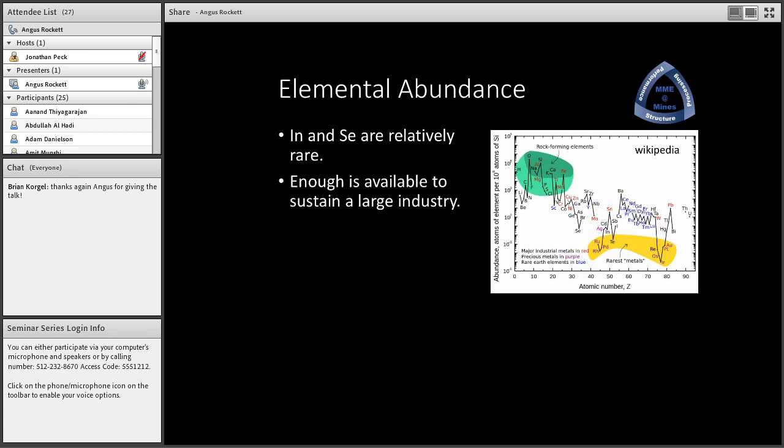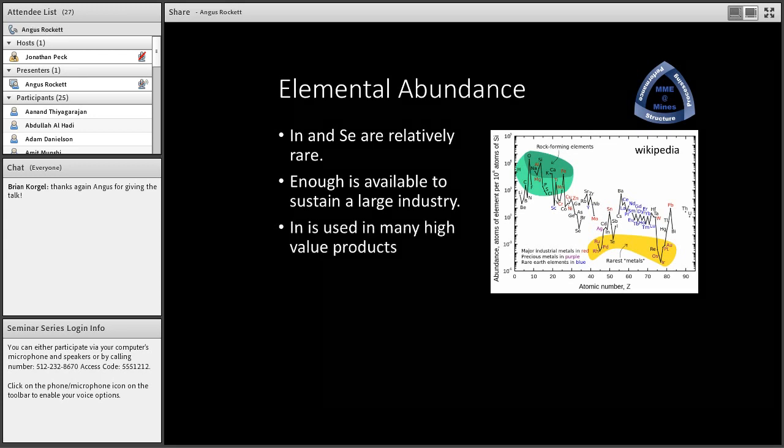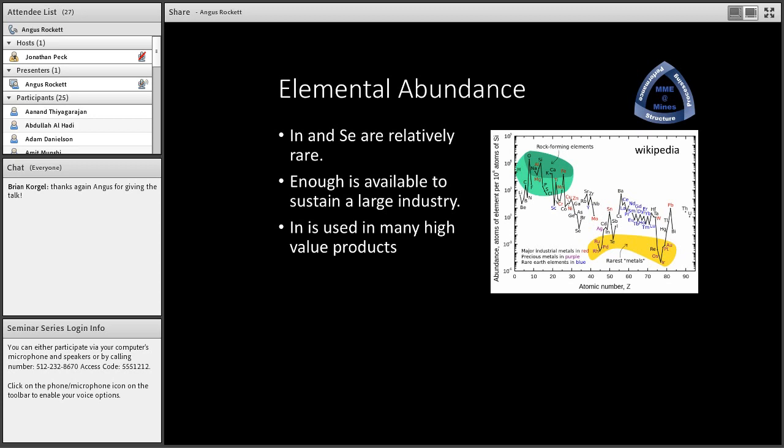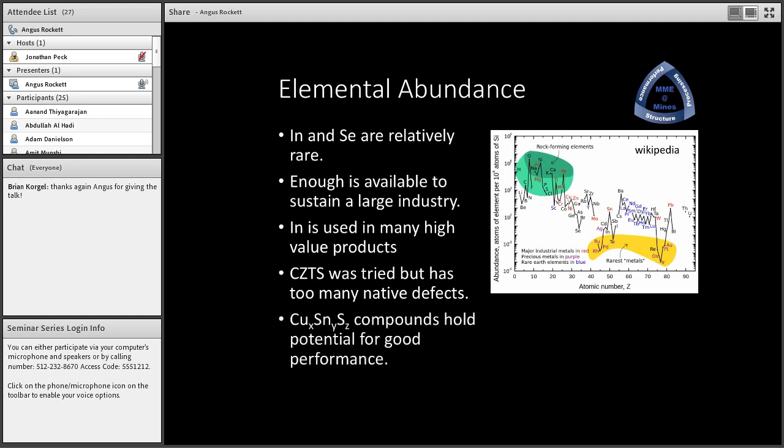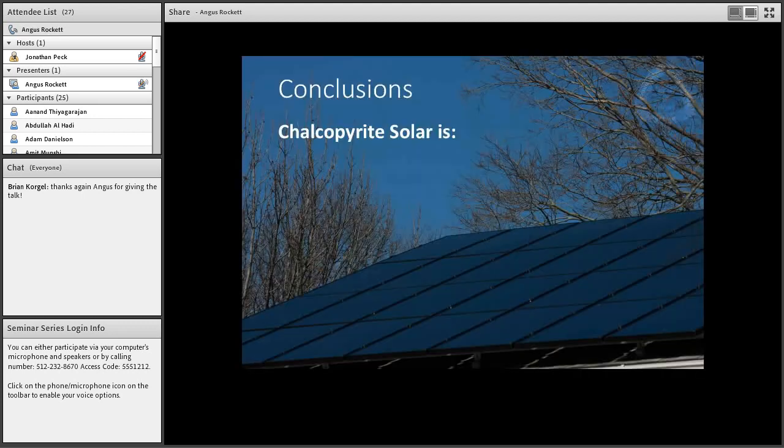One more topic, and that is elemental abundance, because that's why we looked at other materials. Indium and selenium are relatively rare. They're similar to silver in abundance. Fortunately, they're much more common than tellurium, but there's enough of them available to sustain a pretty large industry. Nonetheless, there are problems. Indium is used in a lot of high-value products like the display you're probably watching this talk on. They're used in all sorts of transparent conductors, and so that's a problem.